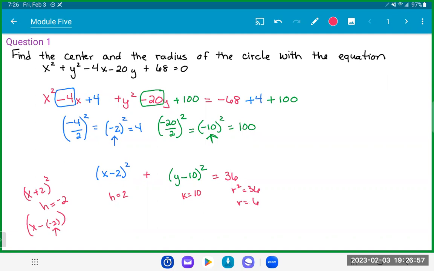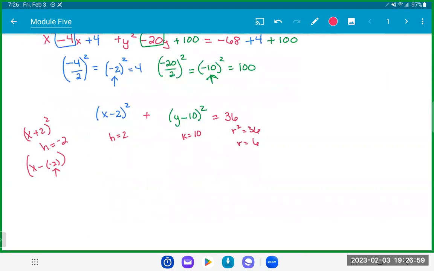So now from all of this, I can provide what this problem is asking, right? It asks for the center. So the center, remember, is just h comma k. So the center for this problem is going to be (2, 10), and my radius is equal to 6.